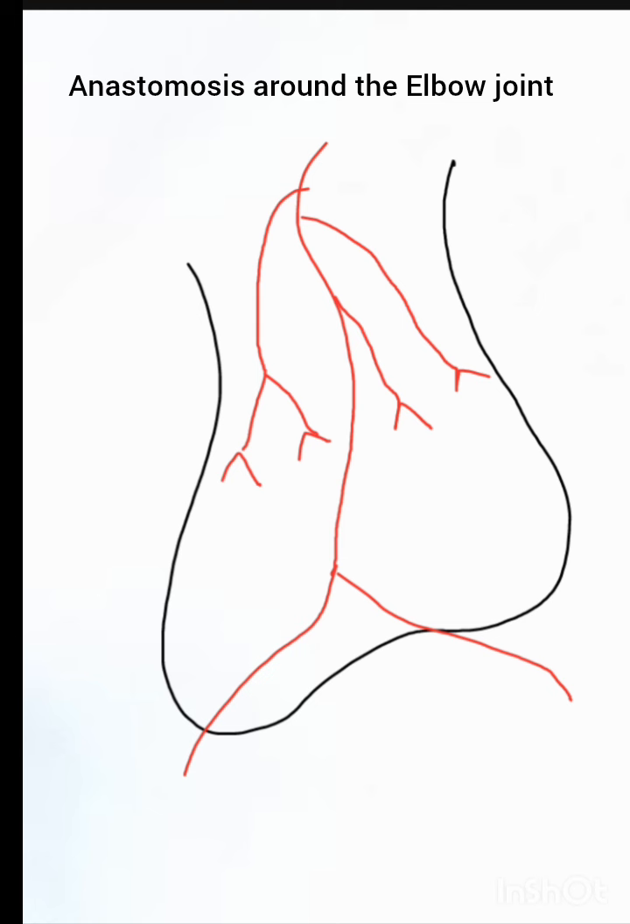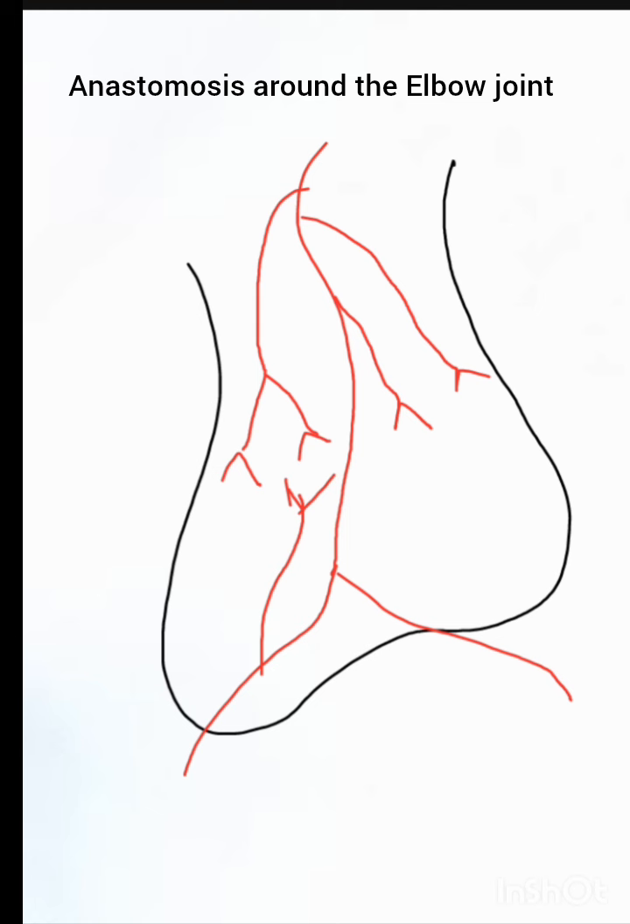And here the radial artery gives a recurrent branch called the radial recurrent branch, radial recurrent artery you should call. It forms the anastomosis with the radial collateral artery or the anterior descending branch of the profunda brachial artery.